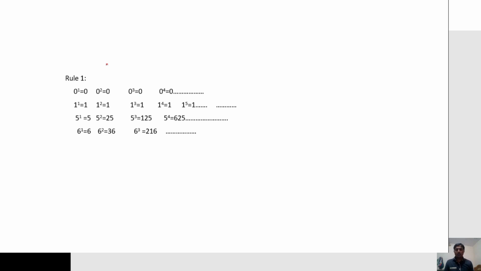For example, 7671 to the power 299. Here the unit digits are 0, 1, 5 and 6. 0 to the power 1 is 0, 0 to the power 2 is 0, 0 to the power 3 is 0, 0 to the power 4 is 0. 1 to the power 1 is 1, 1 to the power 2 is 1, 1 to the power 3 is 1, 1 to the power 4 is 1. 5 to the power 1 is 5, 5 to the power 2 is 25, 5 to the power 3 is 125; here the unit place is 5, 5, 5, 5.